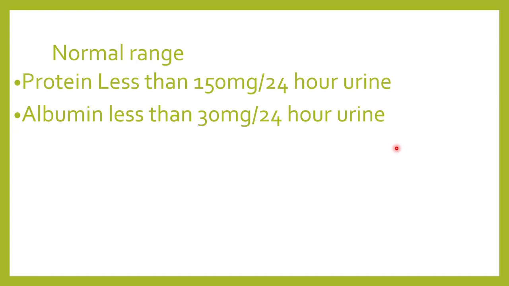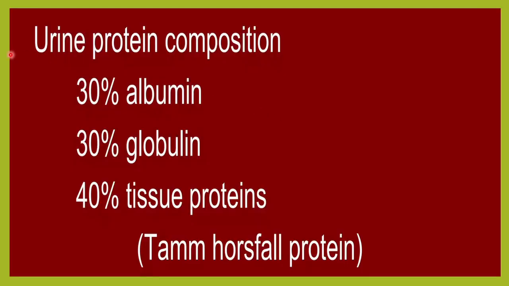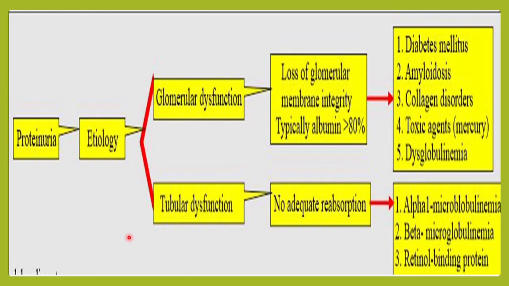So some amount of albumin is passed in healthy individuals also, but it should be less than 30 milligram per 24 hours. And the urine protein composition, you know that it contains 30% albumin, 30% globulin, and 40% would be a tissue protein or Tamm-Horsfall protein.